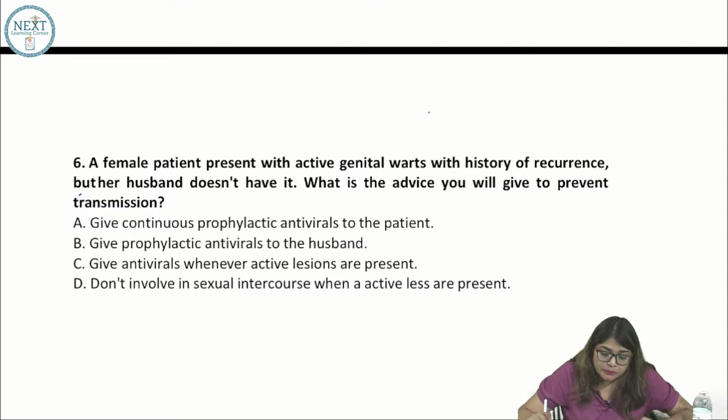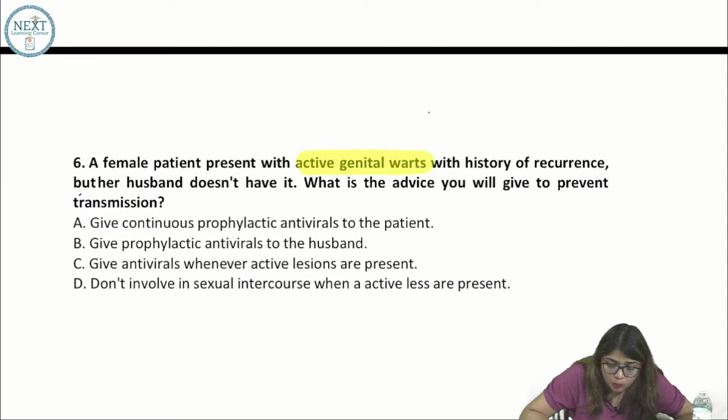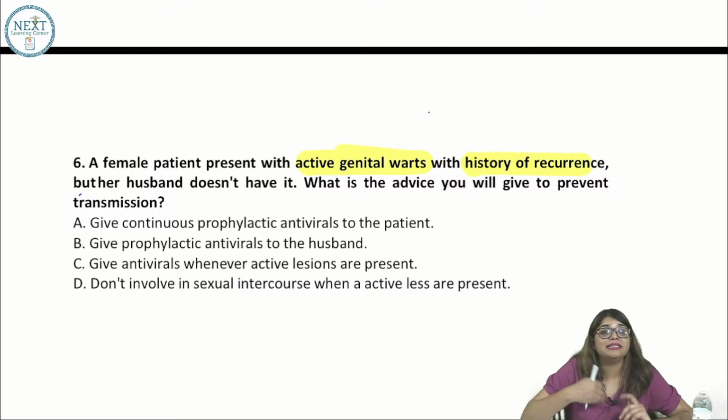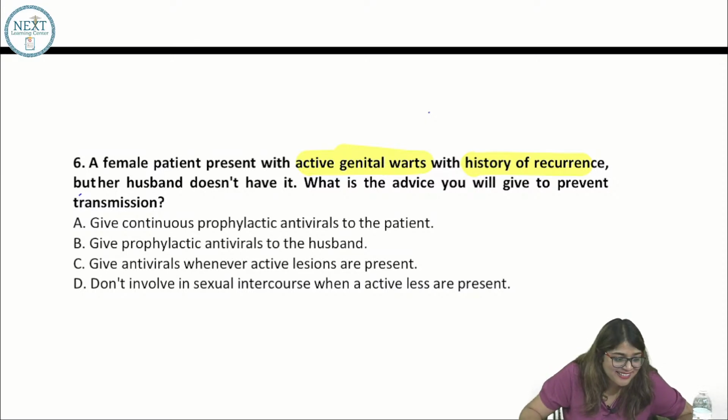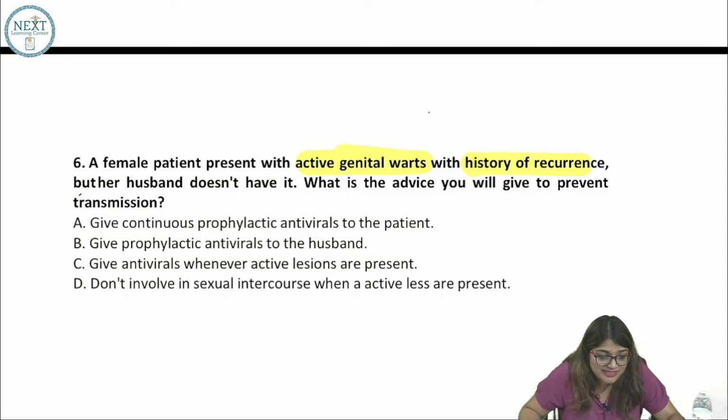Okay. So, if active genital warts with a history of recurrence are present and the husband doesn't have it, then how did the wife get it? How did the wife get those lesions if the husband doesn't have it?